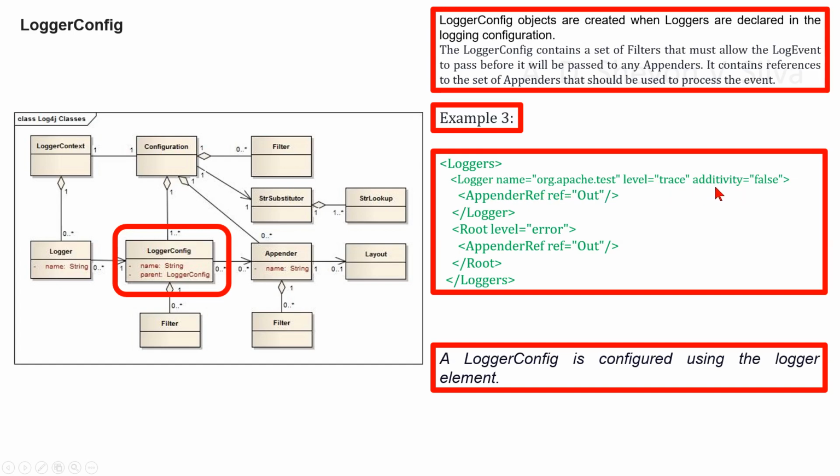The level may be configured with one of trace, debug, info, warn, error, all, or off. If no level is specified, it will default to error. The additivity attribute may be assigned a value of true or false. If the attribute is omitted, the default value of true will be used.